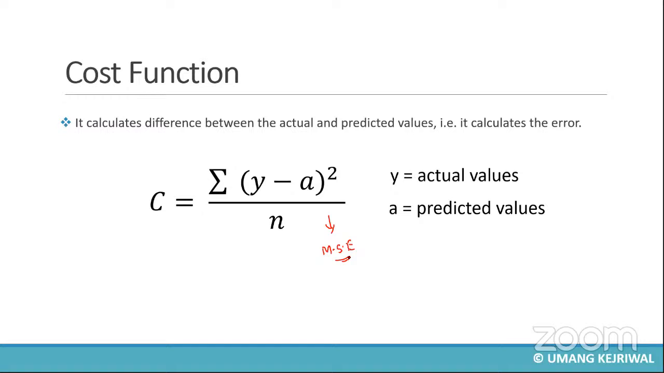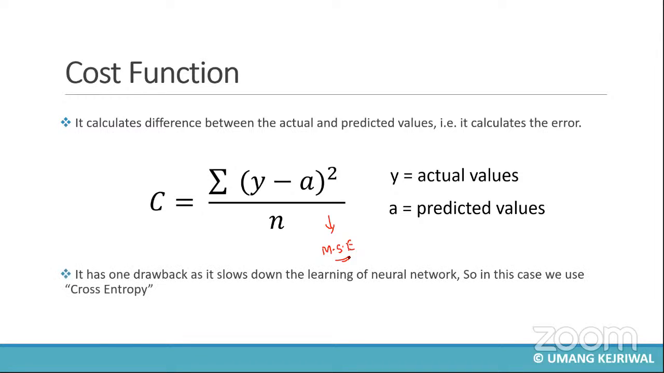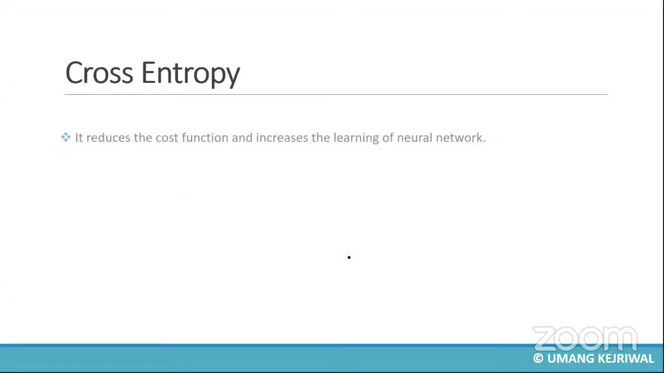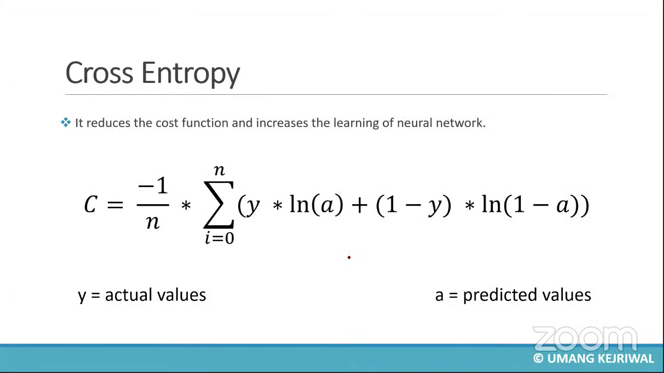So in that case, we prefer to use cross entropy to calculate the error. And the formula for the cross entropy is this: -1 divided by n, summation of i equal to 0 to n, y into log of a plus (1 minus y) into log of (1 minus a). So that's the cross entropy.